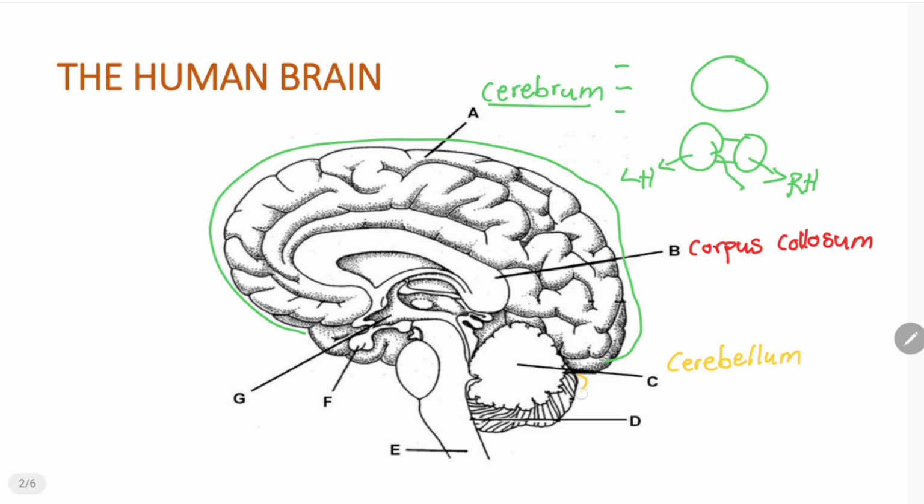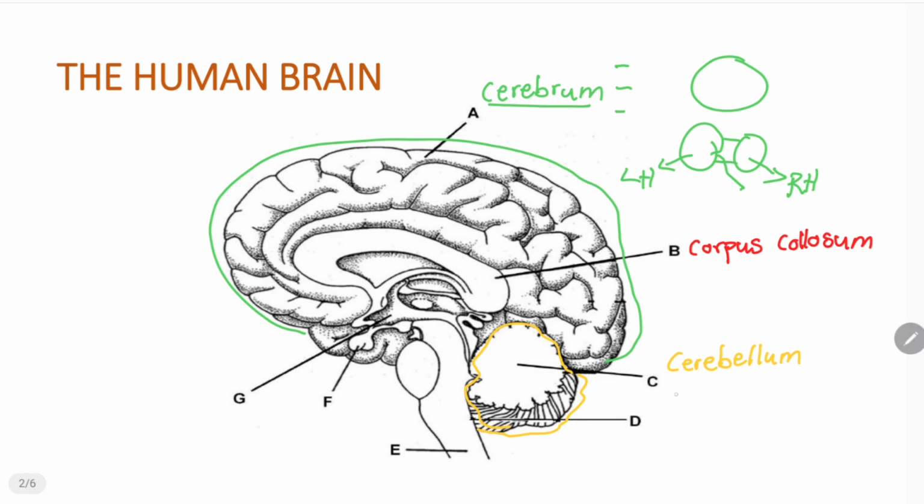Now we can note the shape of the cerebellum. This is this little mass that lies below the cerebrum. We simply refer to it as the cerebellum. It looks like a leaf, I think. So it is the cerebellum.